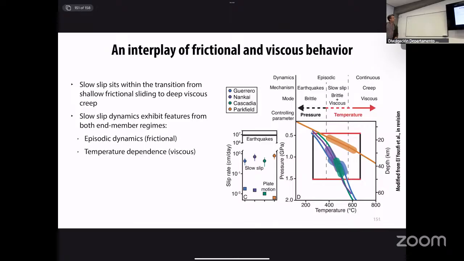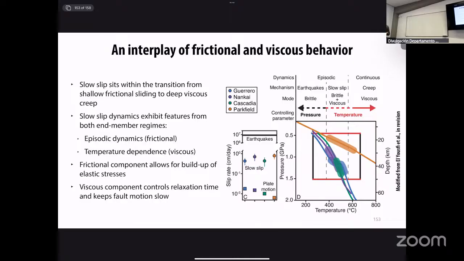So it exhibits the episodic dynamics of frictional sliding and the temperature dependence of a viscous creep law. Our thinking behind this is that the frictional component allows us to build up elastic stresses without anything moving. And then as soon as that breaks, the viscous component controls the relaxation time and keeps the fault slow. So as soon as that stress reaches that failure threshold to have slow slip, the viscous component, and remember this very heterogeneous subduction channel, then puts the brakes on that frictional slip to keep it slow, and the temperature controls that time scale over which that slow slip happens.